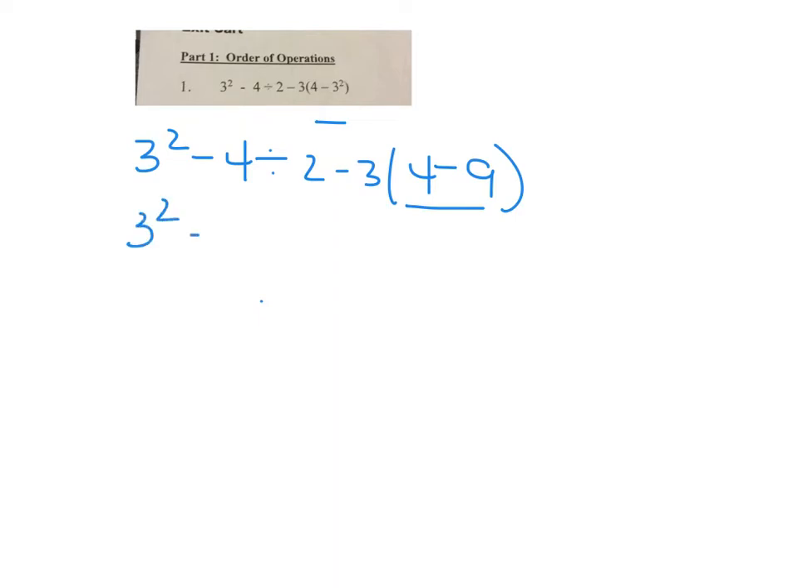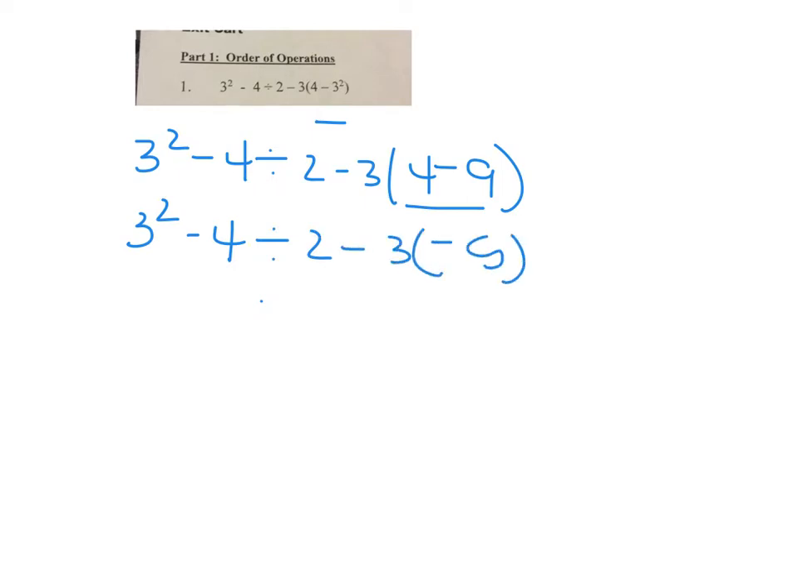Alright, so the first step you would do in this problem is you would go inside the parentheses and you would do the 3 squared. So we would have 3 squared minus 4 divided by 2 minus 3 times the quantity 4 minus 9. Okay, step 2, I am going to do inside parentheses, 4 minus 9 is negative 5, so I have 3 squared minus 4 divided by 2 minus 3 times negative 5.